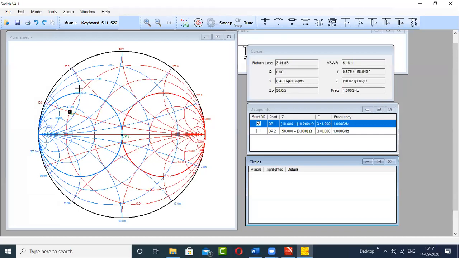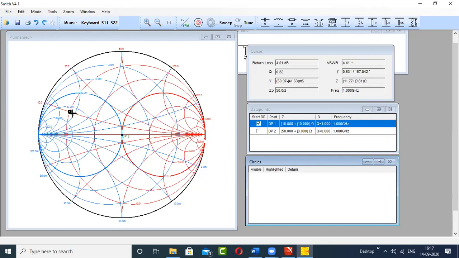Now, when you're moving from one point to the other point, you will definitely be moving on one of the circles, either the conductance circle or the resistance circle, meaning the circles from the Z chart or the circles from the Y chart. So one path means one component. If you take the help of two different paths to reach the center of the Smith chart, then two components are required. If the paths are three, then three components, and so on.